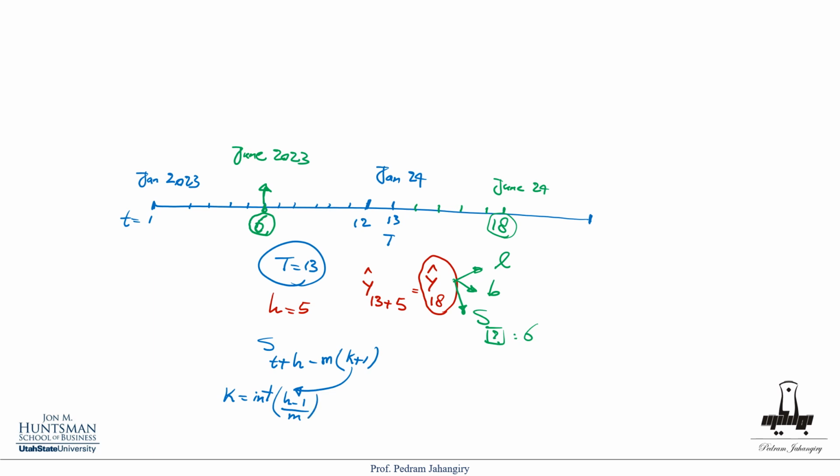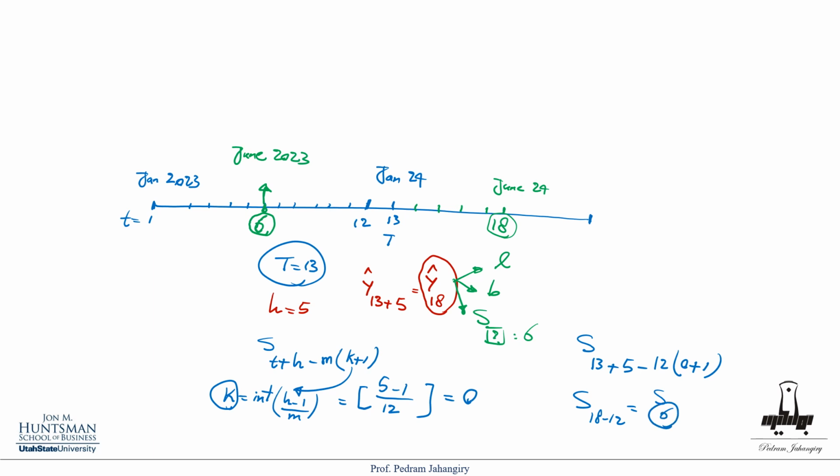Obviously, you don't need to do any of these things manually, but let's look at that. So the integer part of, what is h? 5 minus 1. What is seasonality? 12. So the integer part is going to be 0, so your k is going to be 0. So we have s of t is 13, plus h, 5, minus m, which is 12, and then multiply k plus 1. K is 0 plus 1. So we get s of 13 plus 5, which is 18, minus 12, which is s6. So this is what we needed. This is the right seasonality that we needed to pick from the previous season. Hopefully now these equations make more sense.